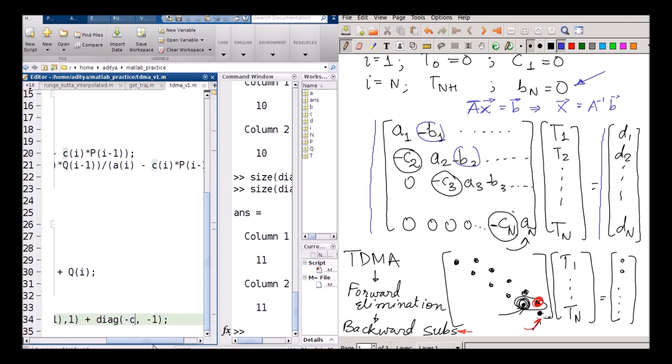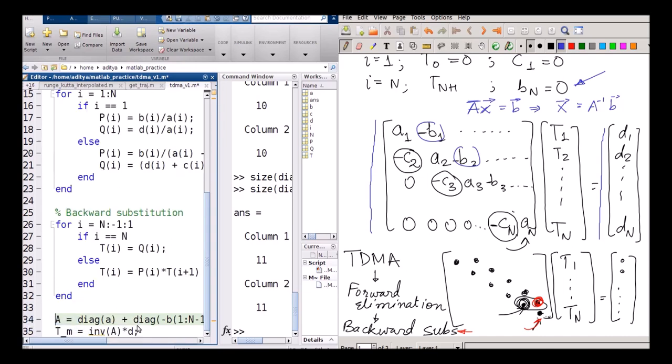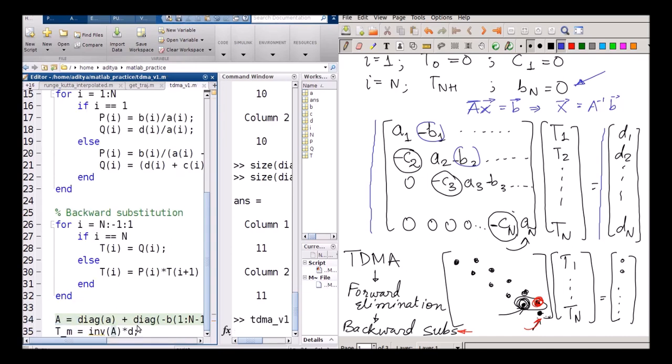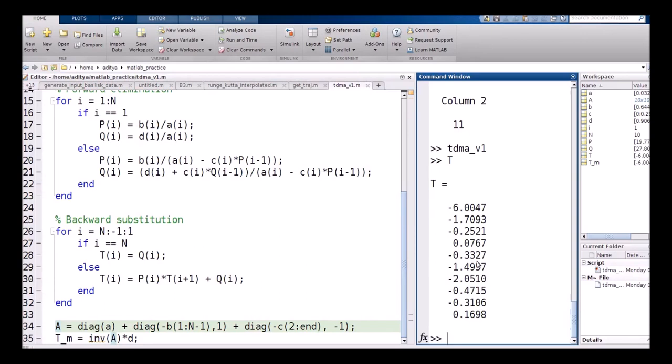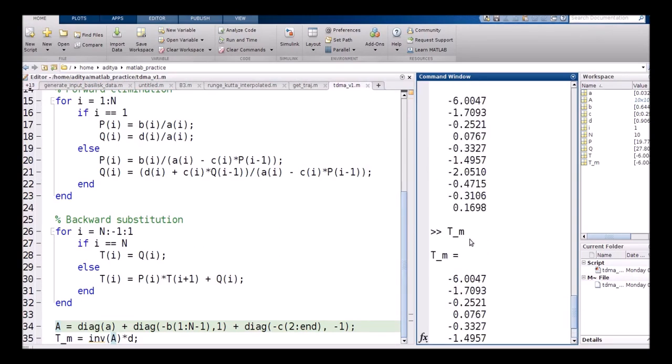Similarly, we must skip the first element of C because C1 is equal to 0. So we write it as 2 to n. We extract a slice of C from 2 to its end element. We disregard the first value. Okay, so if we run this program, there we have it. Let's see whether T and Tm agree. You will notice T and Tm are in excellent agreement.